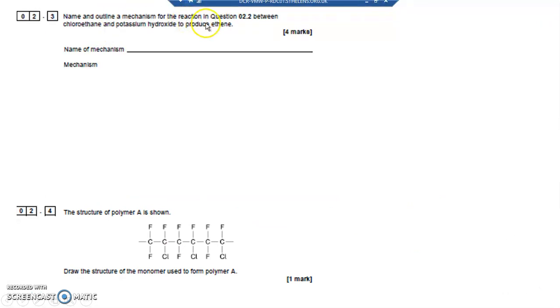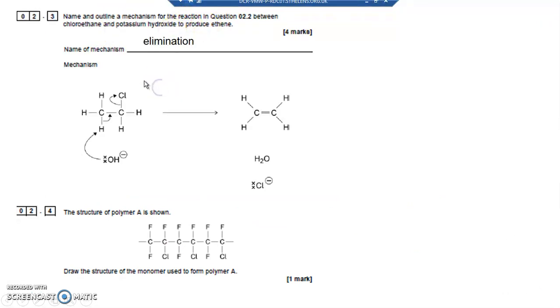Name and outline a mechanism for the reaction. Well, we've done that already. We've decided it's elimination and we've talked this one through. The structure of polymer A is shown below. Draw a structure of the monomer used to form polymer A.